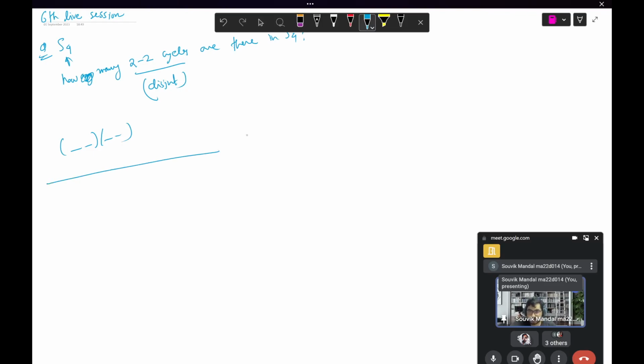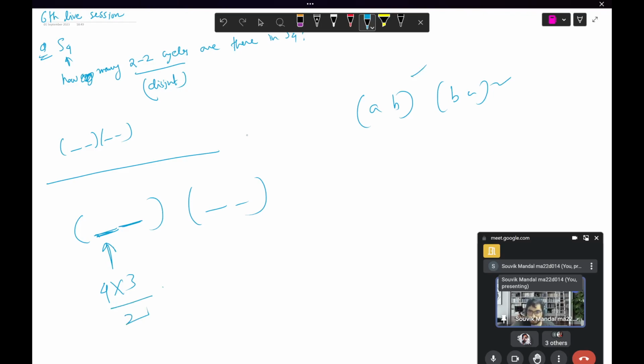So the idea is as follows. Since we need to get a 2-2 cycle, the first portion can be filled in 4 ways, the second portion in 3 ways. Now observe that the cycle AB and the cycle BA are the same, so we need to divide by 2. For the third portion, we have only two choices left, and for the fourth only one choice left. Similarly, divide by 2.